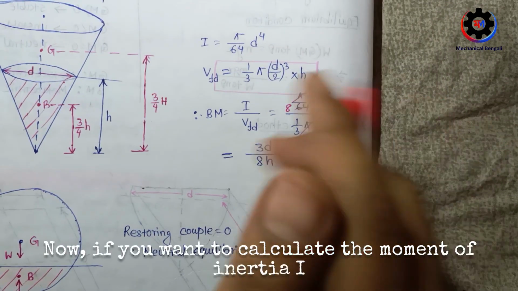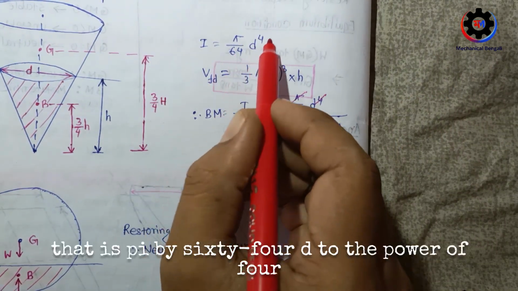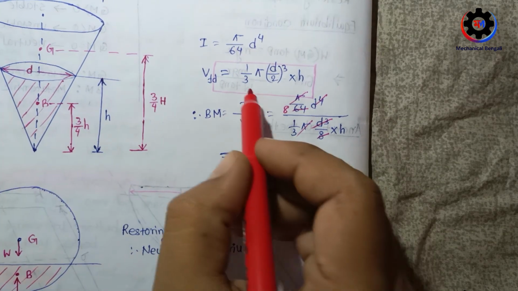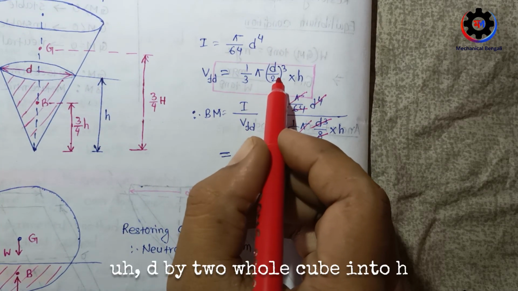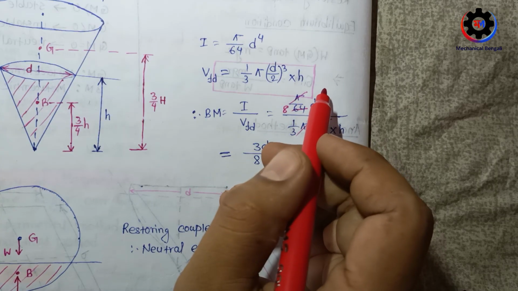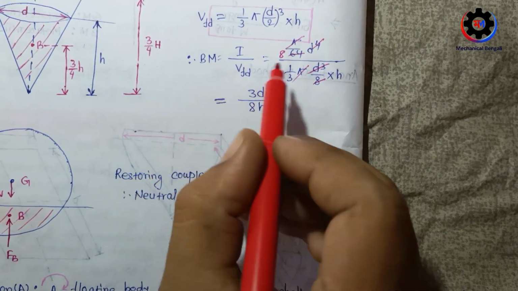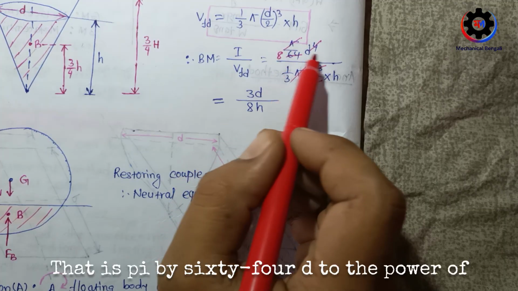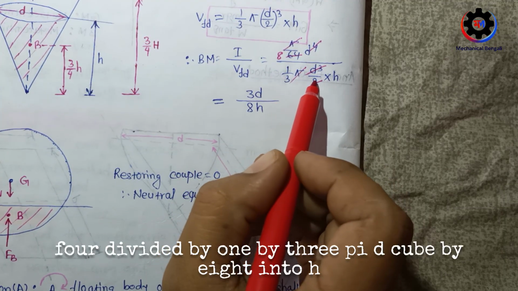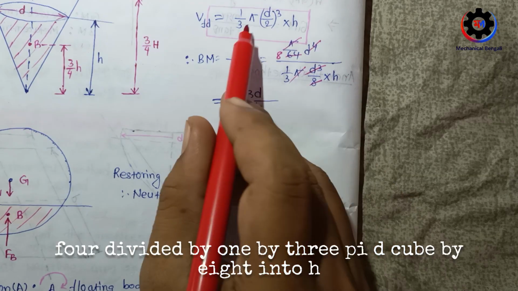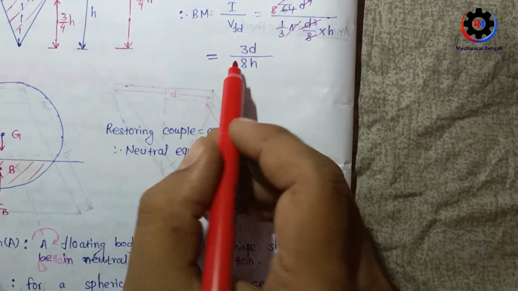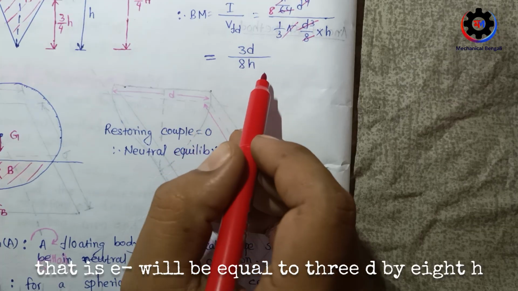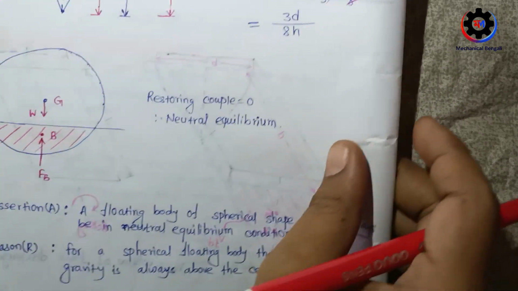Okay. Now if you want to calculate the moment of inertia I, that is pi by 64 d to the power 4. And how to calculate VFD? VFD means this volume, so 1/3 pi (d by 2) whole cube into h. Now if you want to calculate BM, that is equal to I by VFD. That is pi by 64 d to the power 4 divided by 1 by 3 pi d cube by 8 into h. If you calculate these things, BM will be equal to 3d by 8h. So this is the concept here.